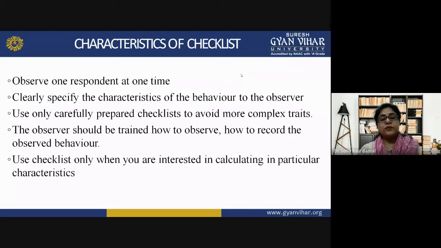Recording of the observed behavior is a must. If you are checking particular points in your respondents, then after observing, it is expected from the observer to record that behavior. Now that makes a point: how is the observer recording that behavior? So use a checklist only when you are interested in calculating particular characteristics. Only then use a checklist. So you are calculating some of the traits, either they are present in a person or in a situation, or they are absent. You're just making the checklist.